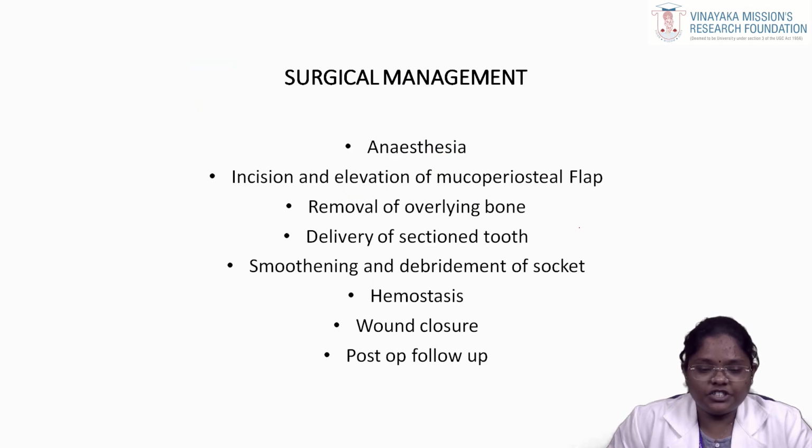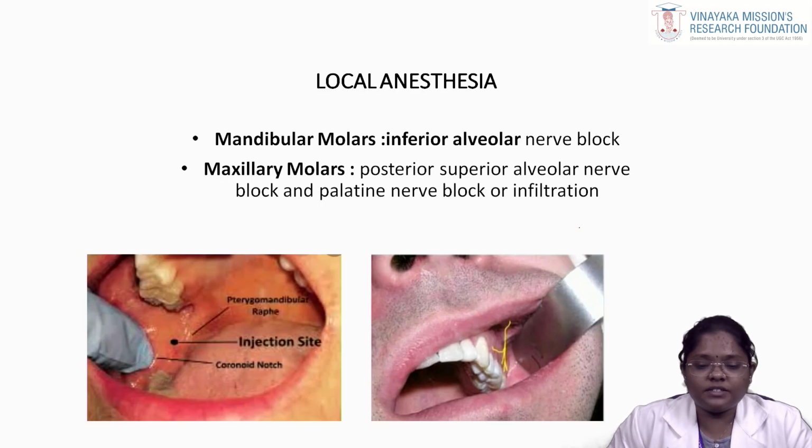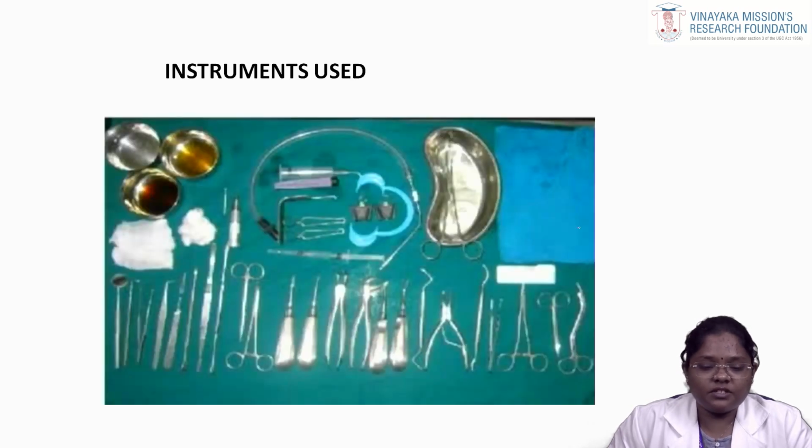Surgical management: anesthesia, incision and elevation of mucoperiosteal flap, removal of overlying bone, following that delivery of the sectioned tooth, smoothing and debridement of the socket, hemostasis, wound closure and postoperative follow-up. Local anesthesia: for mandibular molars, inferior alveolar nerve block is given; for maxillary molars, posterior superior alveolar nerve block and palatine nerve block or infiltration. Instruments: these are the armamentarium used for impaction.